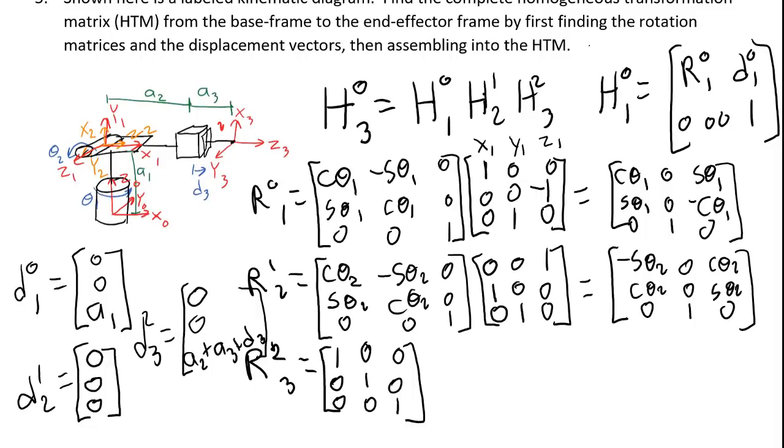Now, the last row is about the displacement from the center of frame 2 to the center of frame 3. This displacement is entirely in the z2 direction. So I have a d value, but I have no r value at all. The displacement between frame 2 and frame 3 in the z2 direction is a2 plus a3 plus d3.